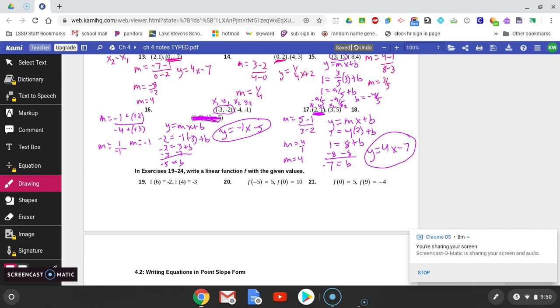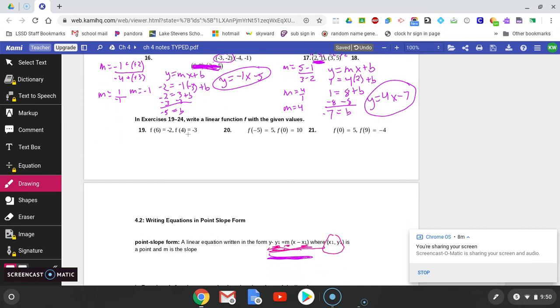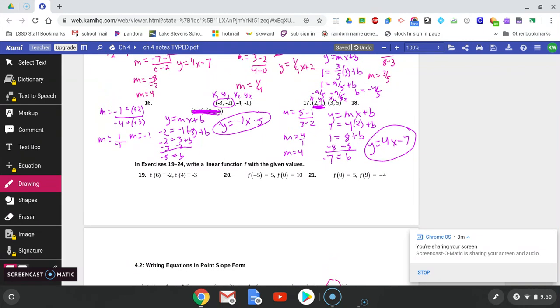Good. On to the next one. Number 19. This one looks like it's going to be a lot harder, but guess what? It's exactly the same as what we've done before.